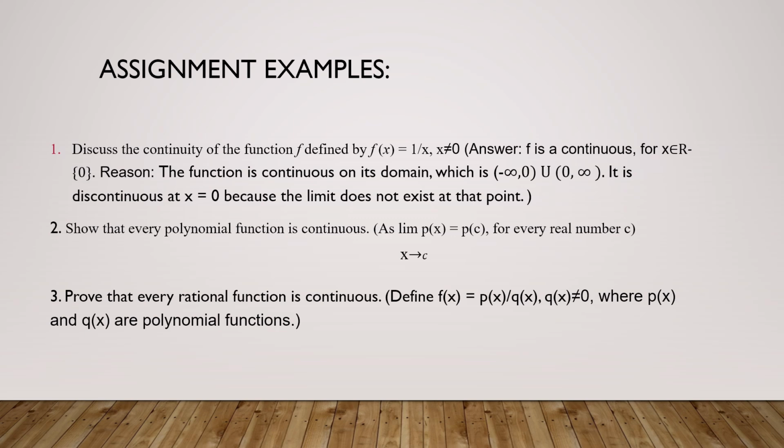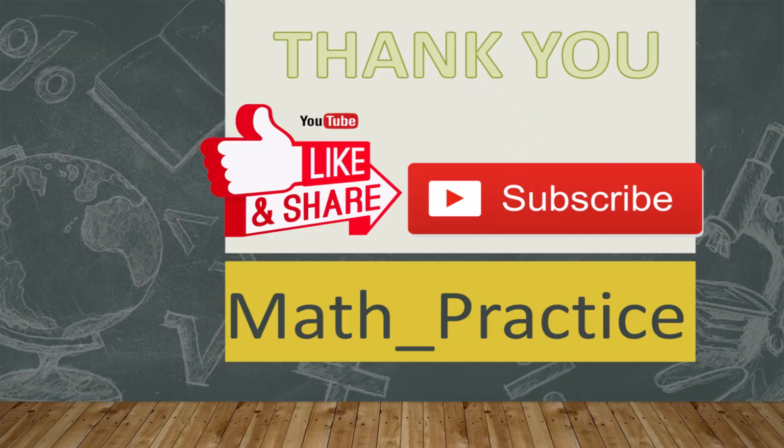Show that every polynomial function is continuous. You just have to use the fact that limit x tends to c, p of x is nothing but p of c for every real number c. Prove that every rational function is continuous. Here you just express the function in the form of f(x) upon g(x) and prove it is continuous.